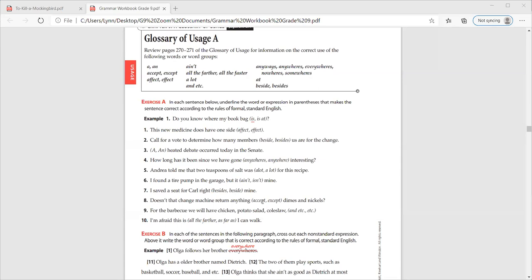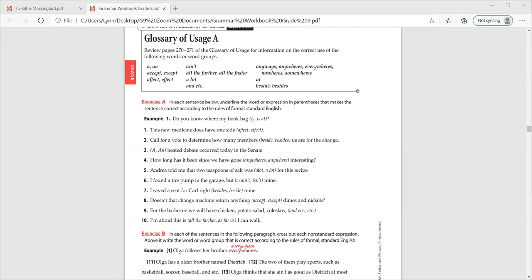Next, we have accept and except. Accept is a verb that means to receive. Except may be either a verb or a preposition. As a verb, except means to leave out or to omit. And as a preposition, it means excluding. Examples, I couldn't accept such a valuable gift. Why should they be excepted from the test? No one in my class except me has been to Moscow.